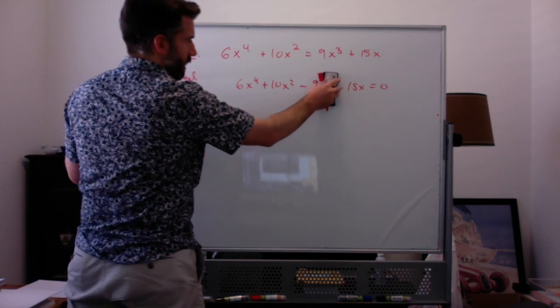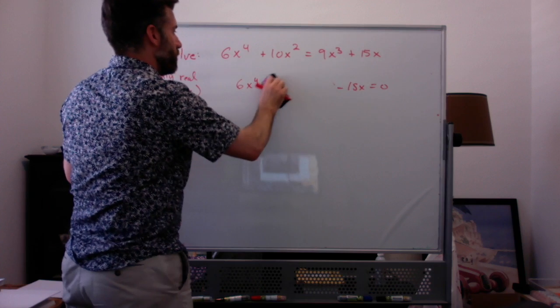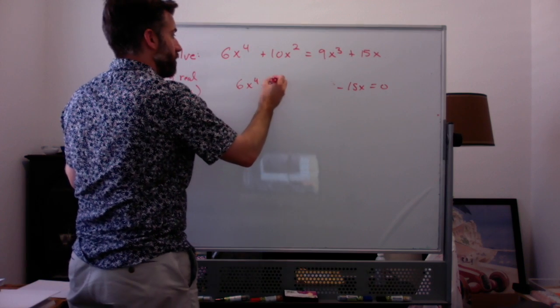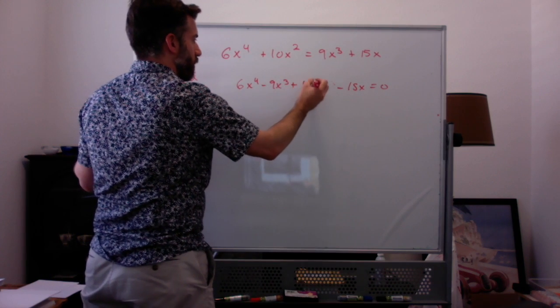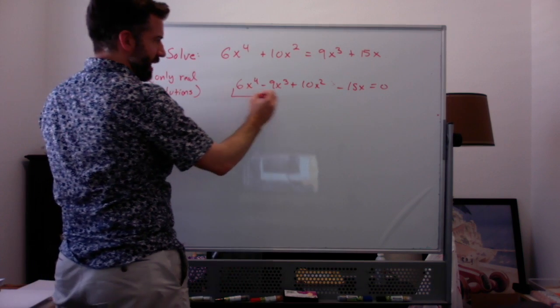So I should really write this as 6x to the fourth minus 9x cubed plus 10x squared minus 15x equal to 0. And then we're going to try and factor by grouping, and it's going to work.